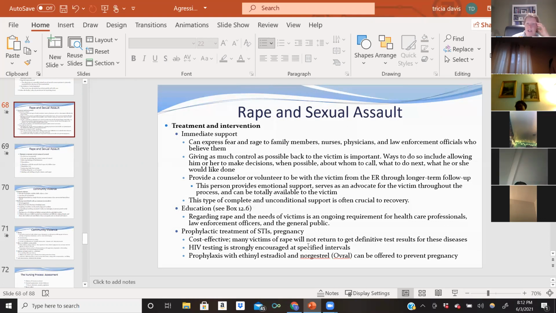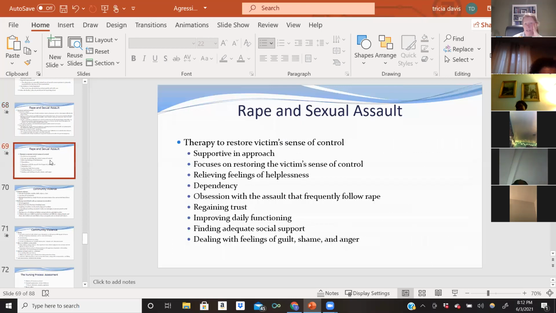We definitely want to encourage HIV testing when they're at the hospital, but we also want to educate them about the fact that the test can come back negative when it really is positive. So we have to encourage them to be tested at specific intervals. And then we can always do prophylaxis, these medications to avoid any pregnancy that could have occurred as a result of the rape. So any therapy that we do is to help restore the victim's sense of control.